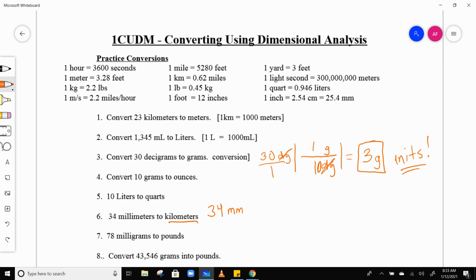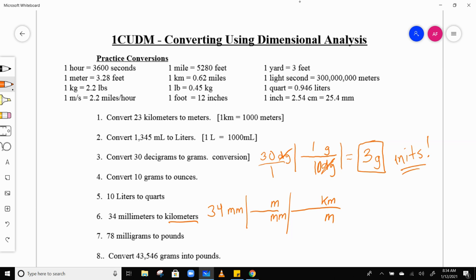So what I'm going to do first is go through the base unit. The base unit for millimeters, kilometers, it's meters, right? So I'm going to go to meters first. So meters goes on top and millimeters goes on bottom. Then once I have meters, I want to get rid of meters, so meters goes on bottom here. And then I want to get kilometers, so kilometers goes up here.